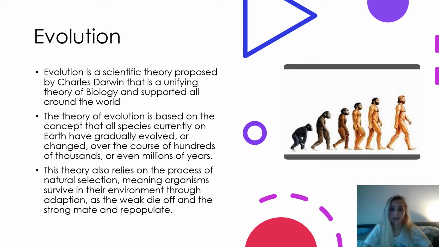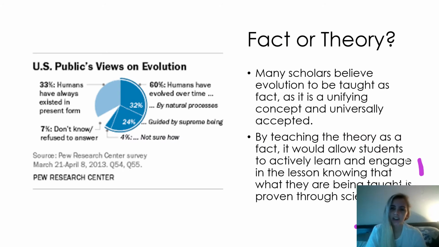This theory also relies on the process of natural selection, meaning organisms survive in their environment through adaptation, as the weak die off and the strong mate and repopulate. So should the theory of evolution be taught as fact or as a theory? Well, many scholars believe evolution should be taught as fact, as it is a unifying concept and universally accepted.